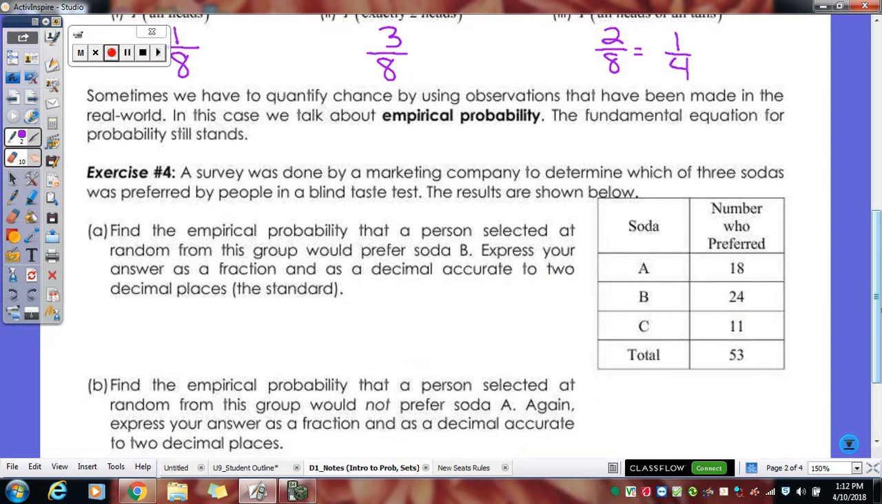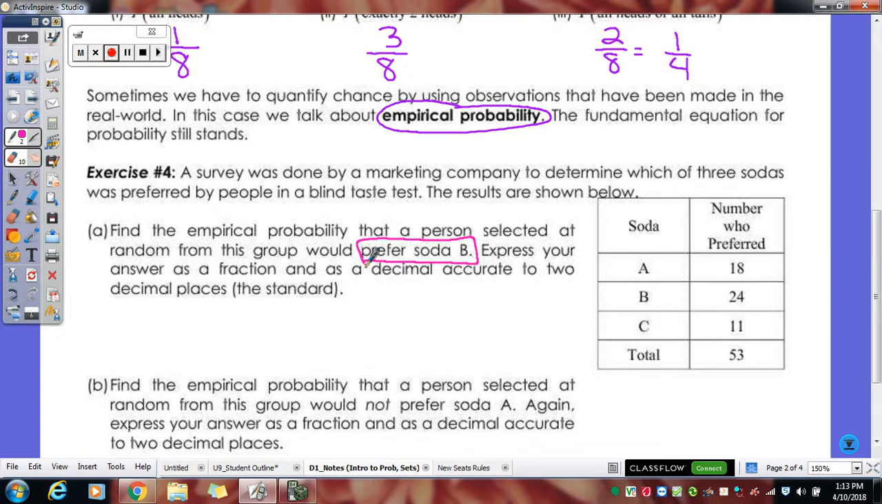Sometimes we have to quantify chance by using observations, so you're actually using an experiment in that case. That's what we refer to as empirical probability, because you actually have data in front of you, and you're figuring out your probability based on that data. My example here is a company trying to figure out which one of their 3 sodas was the most popular. They probably went to a grocery store, had cups A, B, and C, and told people, try it and tell us which one you like most. So find the empirical probability that a person selected at random would prefer soda B. Express your answer as a fraction and a decimal accurate to 2 decimal places.